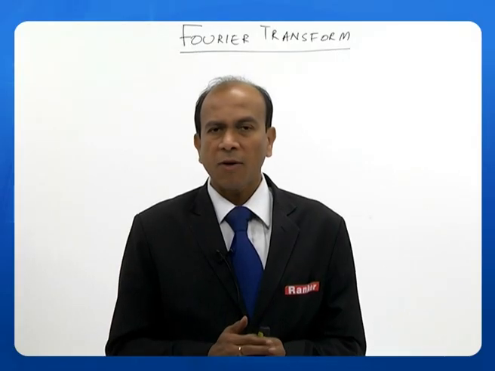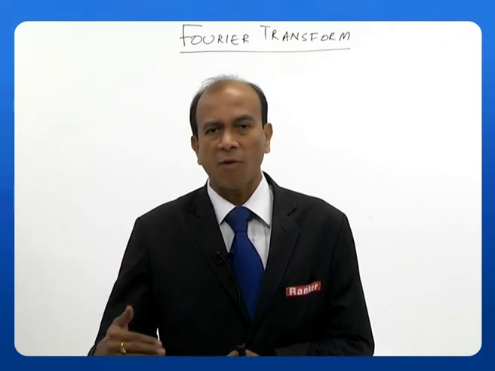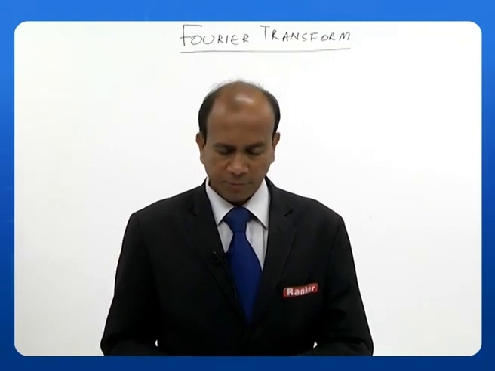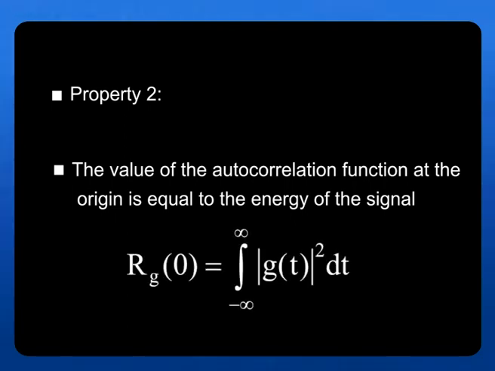The real part of the function tau is an even function, whereas the imaginary part is an odd function of tau. So, let us see the second property. The value of the autocorrelation function at the origin is equal to the energy of the signal, that is Rg of 0 is equal to the integral from minus infinity to plus infinity of mod g of t whole square dt. This is nothing but the energy of the signal.